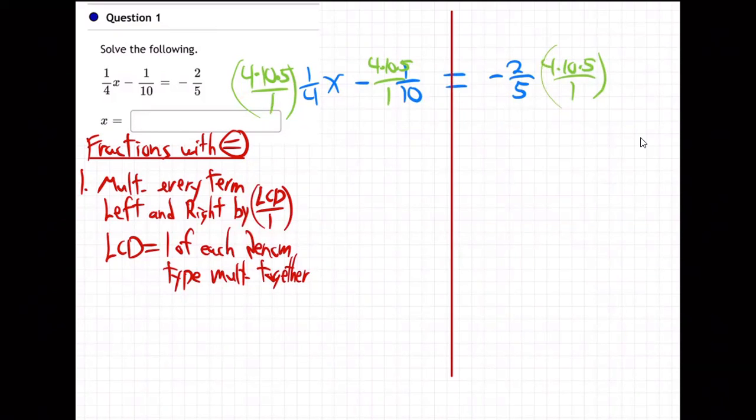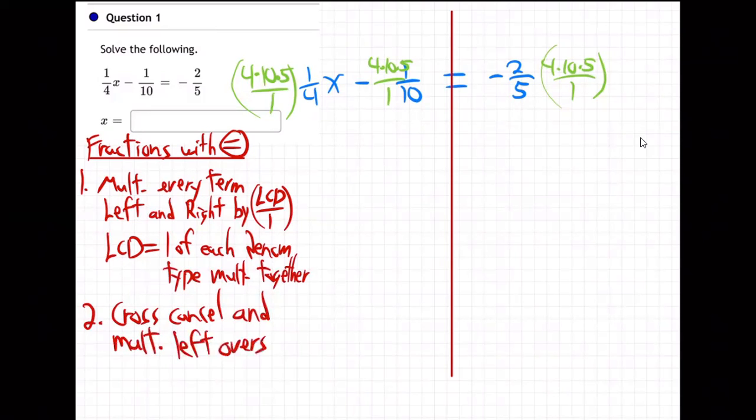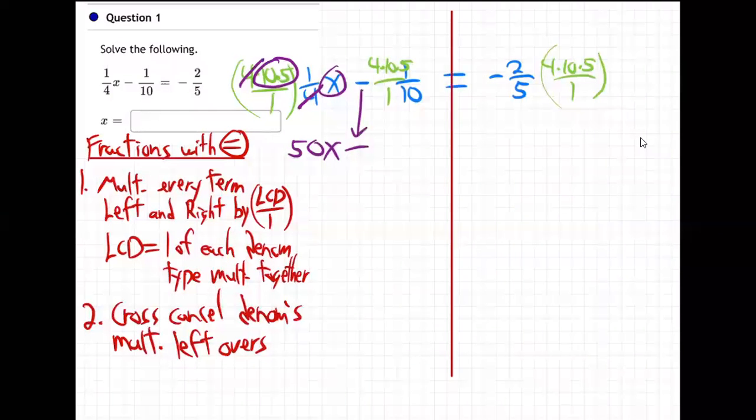Step number 2. Cross cancel the denominators and multiply what is left over. So here we go. 4 and 4 cross cancel. What's left over? 10 times 5 and x, which is 50x. Minus, bring down that minus sign.